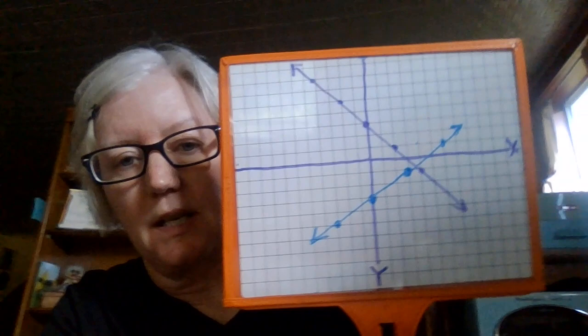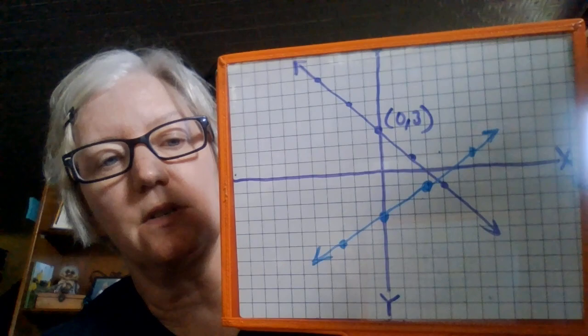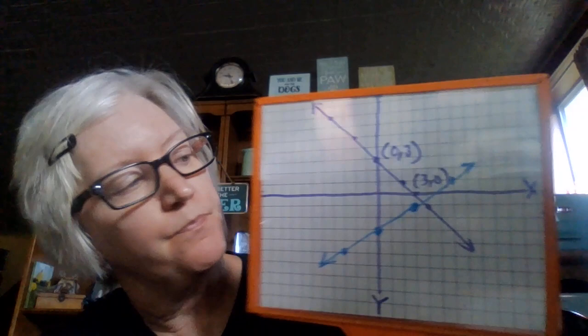This purple line is crossing the y-axis right here. And that ordered pair is over 0, up 3. So that y-intercept is 3. And it's crossing the x-axis right here, and that looks like it's also at 3, but this time it's over 3, up 0. So in this case, both the x and y intercepts are 3.